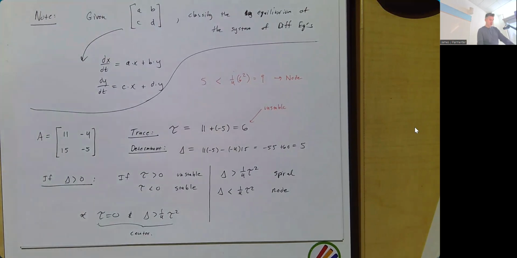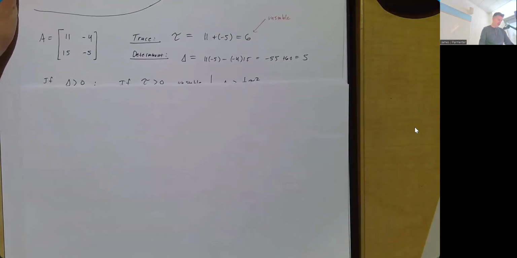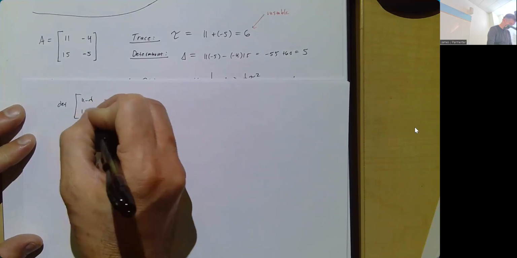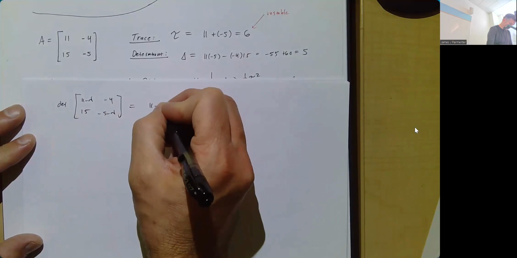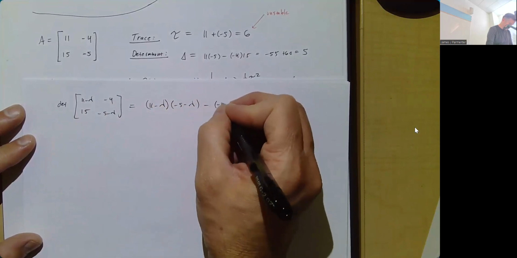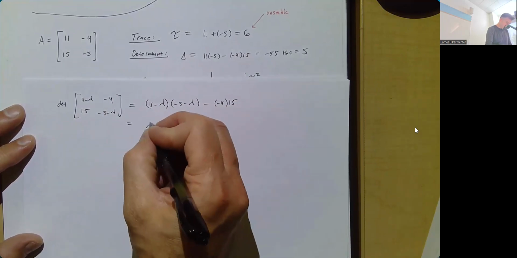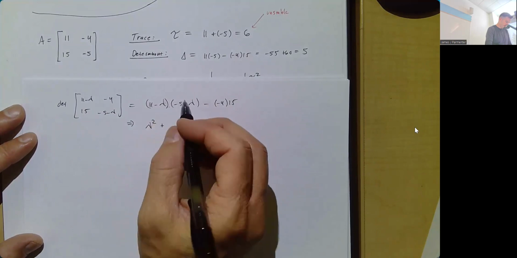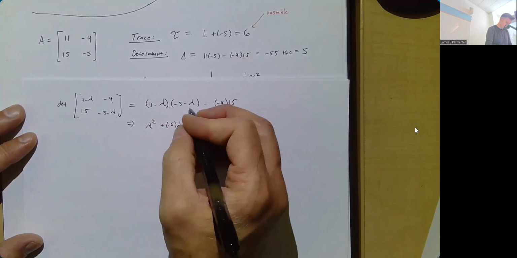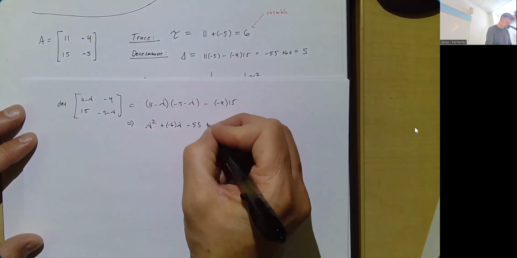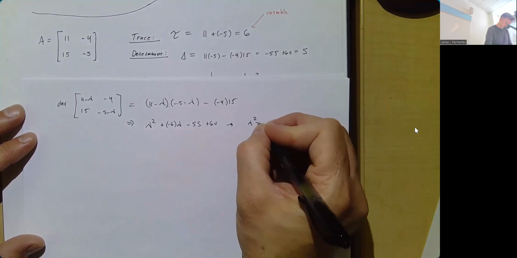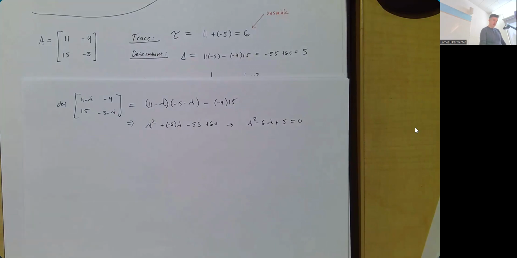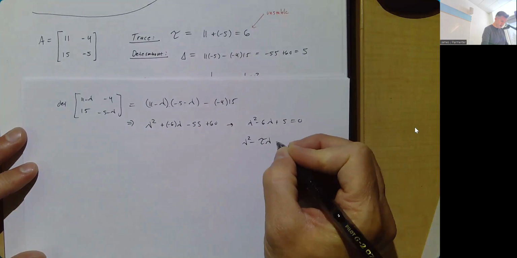I like to check. So I'll remind you all that if we actually did it the eigenvalue way, the determinant of 11 minus lambda, minus 4, 15, negative 5 minus lambda. Use 11 minus lambda times negative 5 minus lambda, minus negative 4 times 15. And that's going to end up being lambda squared plus 5 lambda plus 11 lambda, 5 minus 11 is plus negative 6 lambda. And then minus 55 plus 60 gives me lambda squared minus 6 lambda plus 5. And not surprisingly, because this happens literally every time, it's always lambda squared minus the trace times lambda plus the determinant.